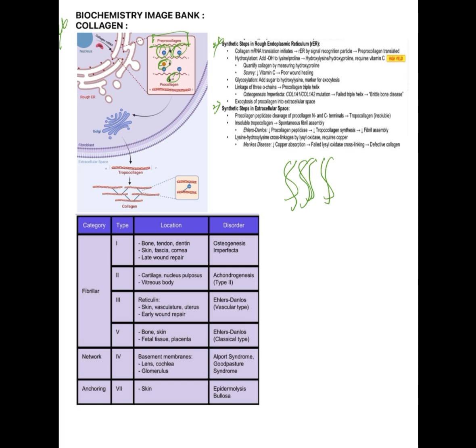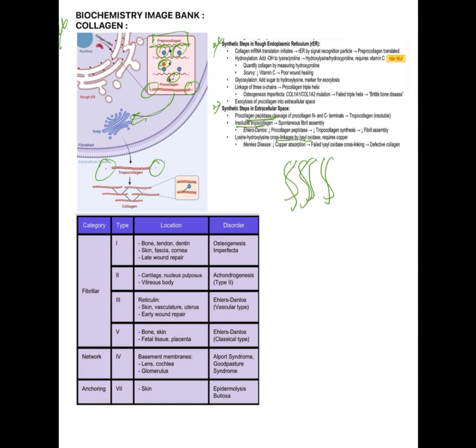After this is formed, we will have the mature procollagen, which is then exocytosed into extracellular space, where the procollagen is packaged by the Golgi apparatus, and then there is a procollagen peptidase which cleaves the N and C terminals of the collagen. After the cleavage, it forms insoluble tropocollagen, and then cross-linking by lysyl oxidase leads to the formation of mature collagen. Any defect in the following pathway leads to collagen disorders.